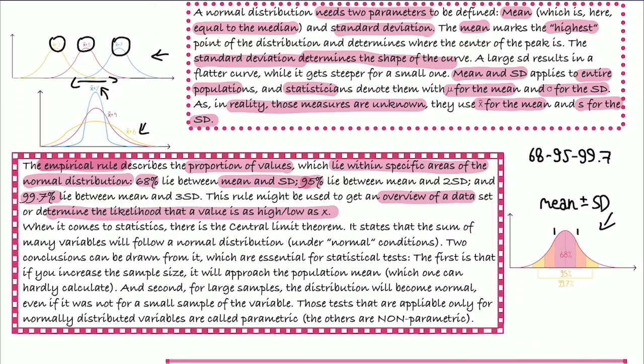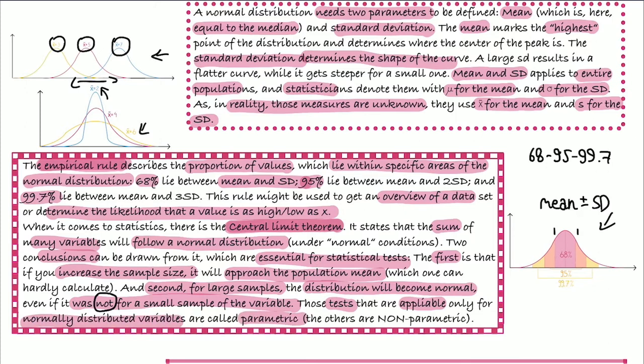Now, when it comes to statistics, we're talking about the central limit theorem, which states that the sum of many variables will follow a normal distribution. So now we have two important conclusions from this theorem. So first, if you increase your sample size, it will approach the population mean, which you cannot calculate. And second, if you have a large sample, the distribution will become normal, even if it was not for your small sample size of the variable. When we're talking about tests that are applicable to normally distributed variables, we're talking about parametric ones. The others are called non-parametric.